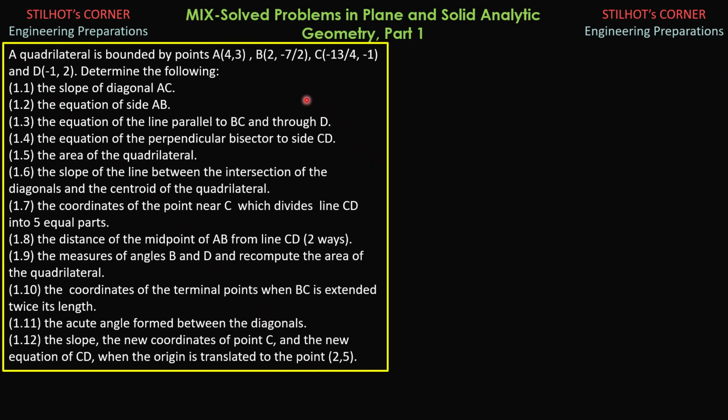So here we go. A quadrilateral is bounded by points A(4, 3), B(2, -7/2), C(-13/4, -1), and D(-1, 2). Determine the following: 1.1, the slope of diagonal AC; 1.2, the equation of side AB; 1.3, the equation of the line parallel to BC and through point D; 1.4, the equation of the perpendicular bisector to side CD; 1.5, the area of the quadrilateral; and 1.6, the slope of the line between the intersection of the diagonals and the centroid of the quadrilateral.